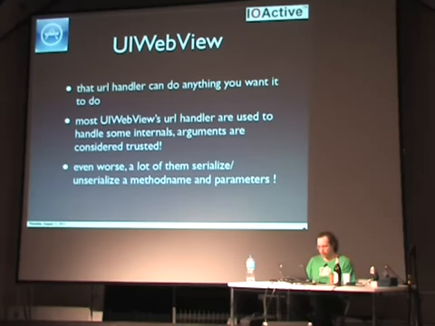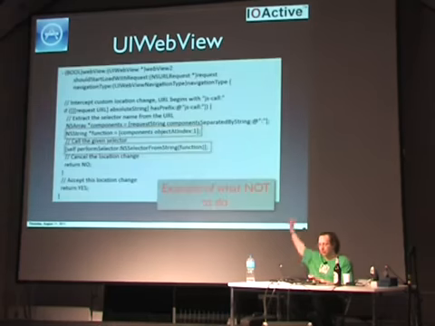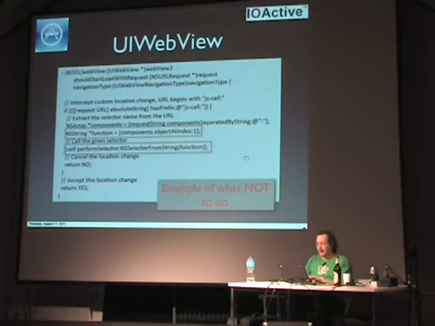However, it gets worse. Sometimes people would like to expose arbitrary Objective-C methods to JavaScript, and so they would build this Objective-C bridge, and they would serialize and deserialize arguments and method names. It kind of looks like this, and this is an example of what you shouldn't be doing.